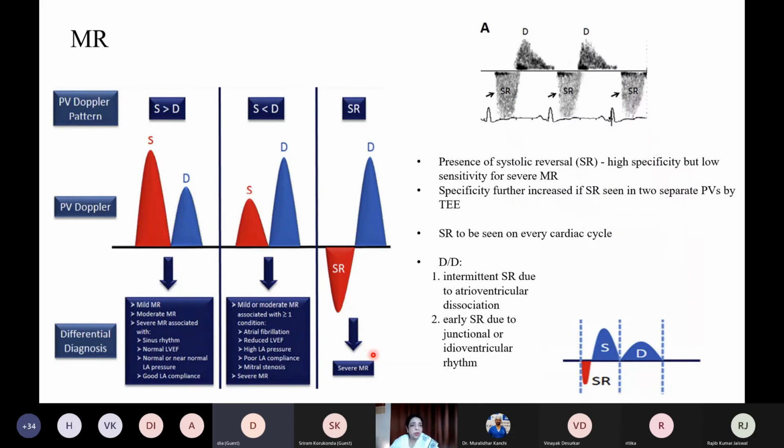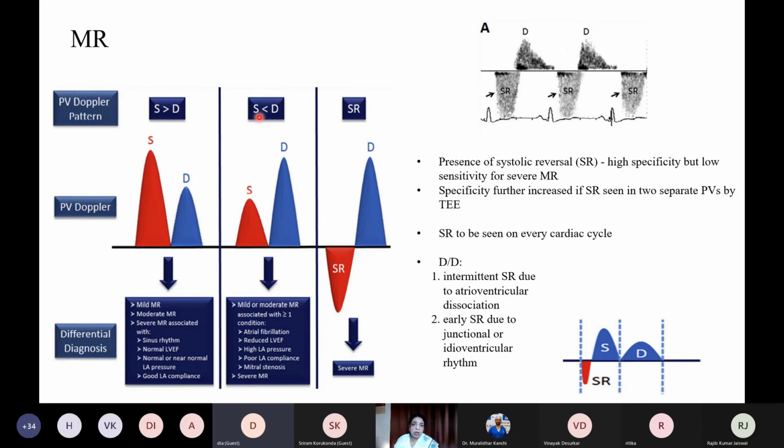Let us come to another concept, how these humble veins behave during mitral regurgitation. See, just follow this slide. In mild, usually S is more than D, we all know that by now. But even then there may be mild MR, moderate MR, or severe MR, if it is associated with sinus rhythm, normal ejection fraction because there is good descent of the atrioventricular valve and there is no problem for the atria to relax. Then there is normal or near normal LA pressure. It depends on compliance of the left atrium. That is how one decides how these waves behave.